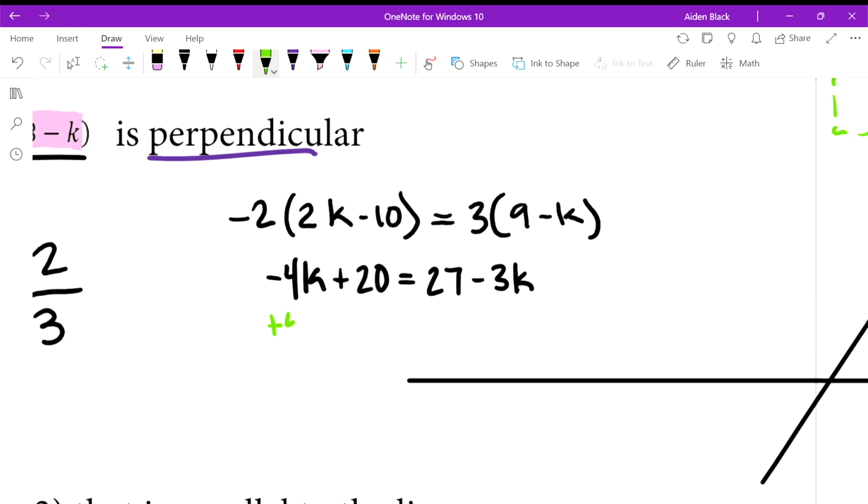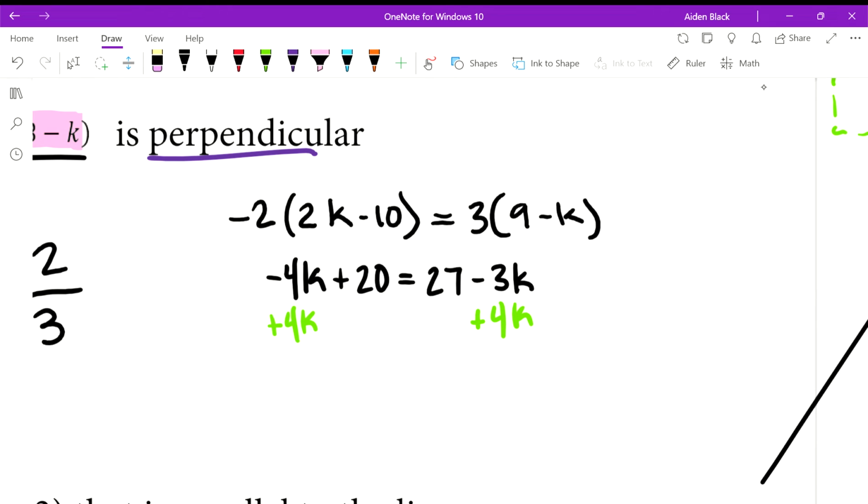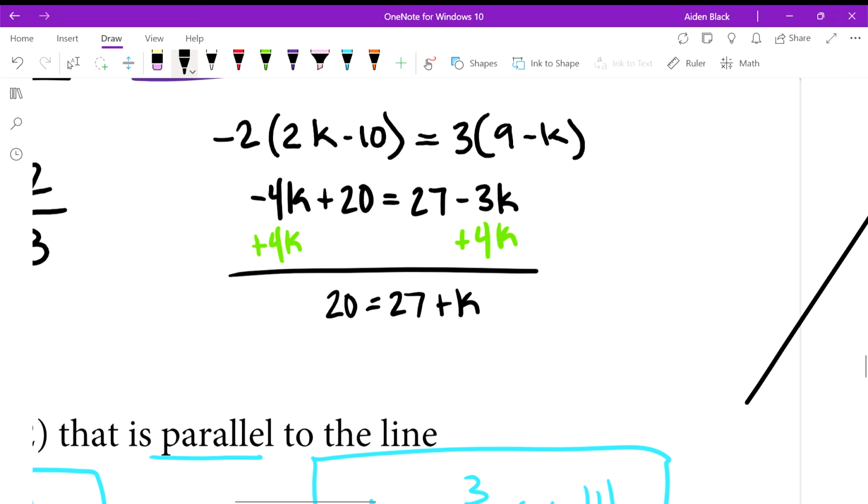I can add 4k to both sides, and this will provide me with 20 = 27 + k. Subtract 27 from both sides. Make sure I write that for you. I get -7 = k.